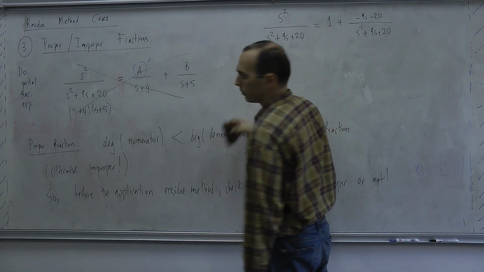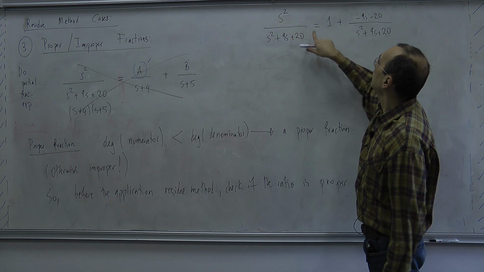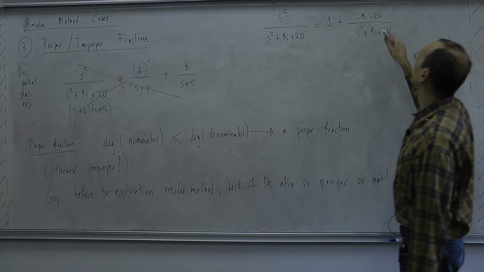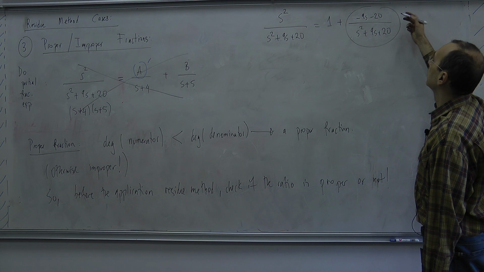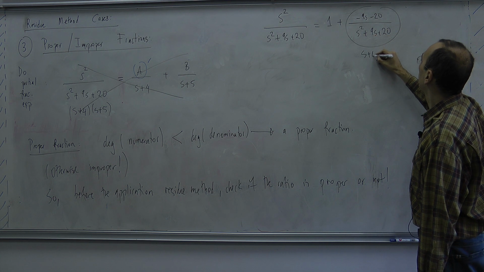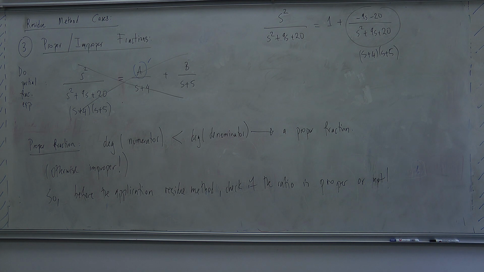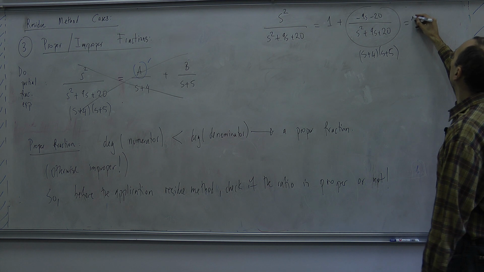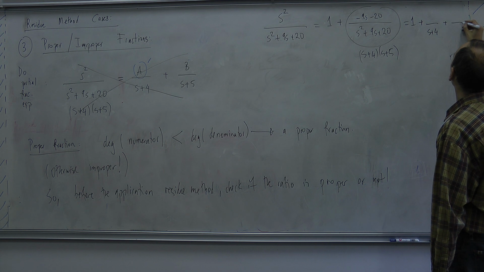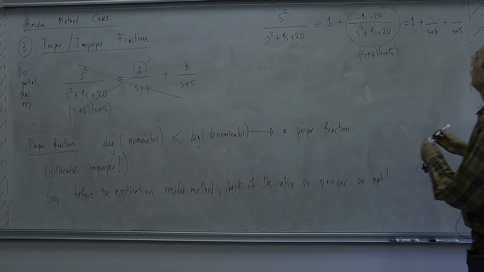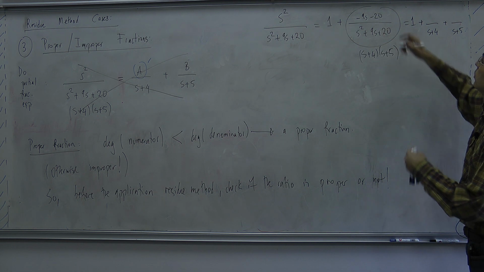So the quotient is 1. Let's now check. Now if the limit as s goes to infinity, I have 1, it's nice. So how about this one? This is already proper. Okay, so write s plus 4, s plus 5 for this, and then you have 1 over s plus 4, s plus 5.